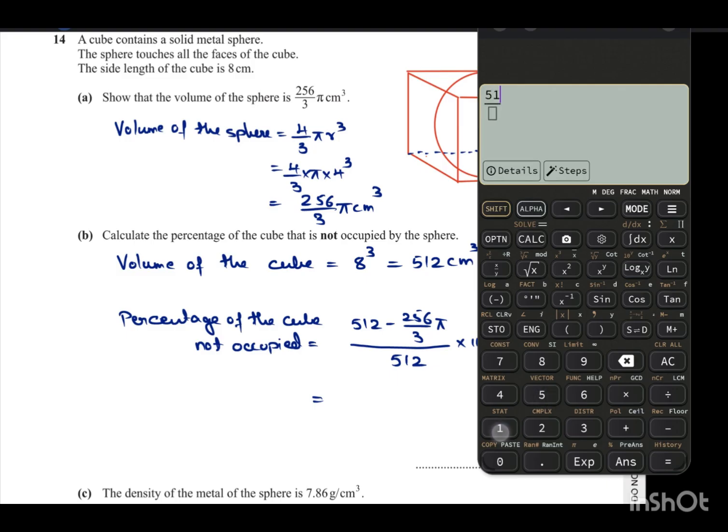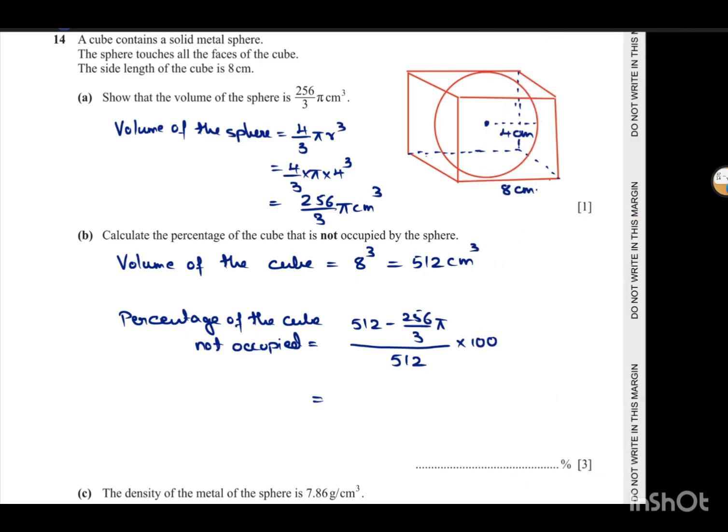512 minus 256 pi by 3, divided by 512. We get 0.476, and multiply this with 100, we get 47.64. So it is 47.64%. If I round it to one decimal place, it is 47.6%. Question number B is done. C now.